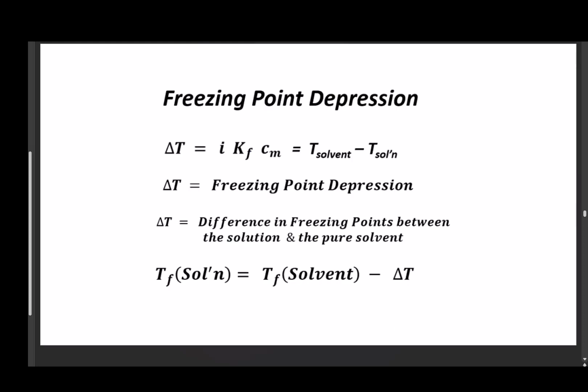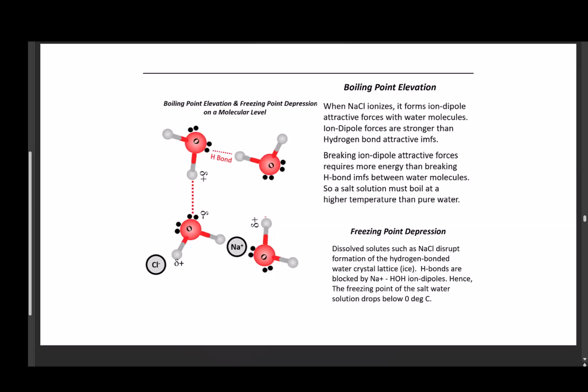I wouldn't suggest that you memorize this algorithm. Instead, you should understand the concept and know that you need to subtract for freezing and add for boiling. I talked about why this happens. When you have an aqueous solution, you have a lot of hydrogen bonds between the water molecules. And when you add a salt like sodium chloride, those dissolved ions disrupt those bonds and cause the freezing and boiling points to change.